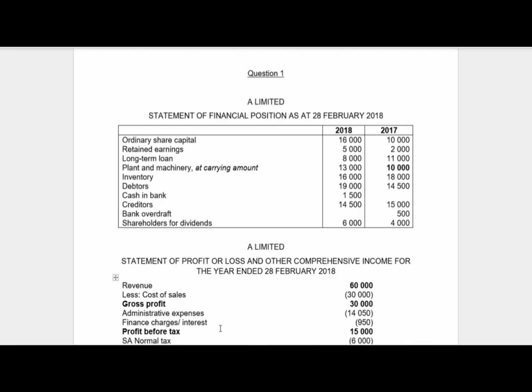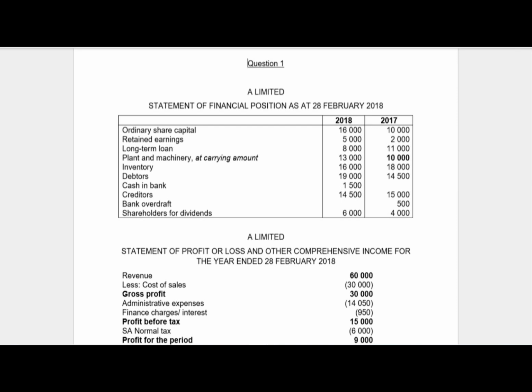Okay, we are doing question 1. A Limited statement of financial position is provided as at 28 February 2018. They gave us that. So in the test, you just have to browse through. You are given ordinary share capital, retained earnings, long-term loan, and all of that, right? You need to make sure that you go through all this information so that you've got a picture of what you are going to do and what is required in the cash flow statement, right?